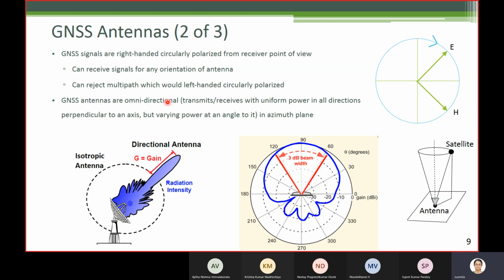GNSS antennas are omnidirectional. To understand what this means, let's first talk about an isotropic antenna and a directional antenna, again at a top level. We are not going to discuss anything in detail. Everything is at a top level. If you listen to me and try to understand, you will understand it. But if you listen with some mental handicap that this is some concept of electrical circuits or electrical engineering, then you will never be able to understand, because these are all simple concepts of physics, anybody can understand.